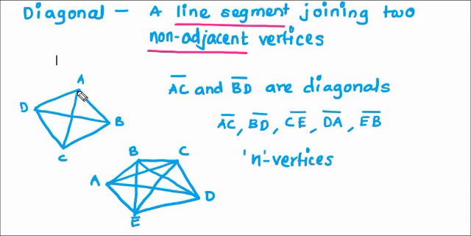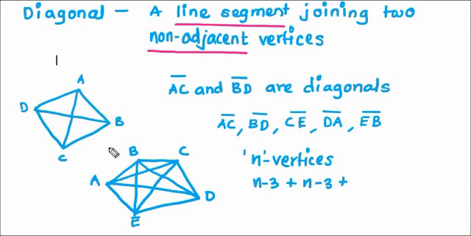Let's think that we have n vertices. So from vertex A, I cannot join D, I cannot join B. So out of the total vertices n, from A I can only make n minus 3 diagonals. From B, same way, I cannot make from B to A, B to C and B itself. These 3 I cannot make. I can only make with the remaining, which is n minus 3.